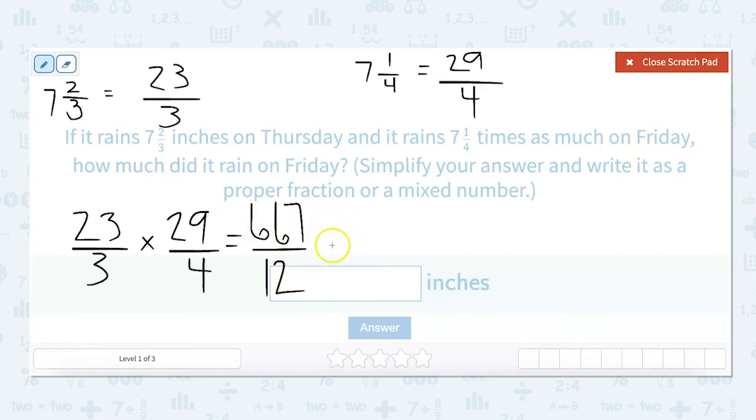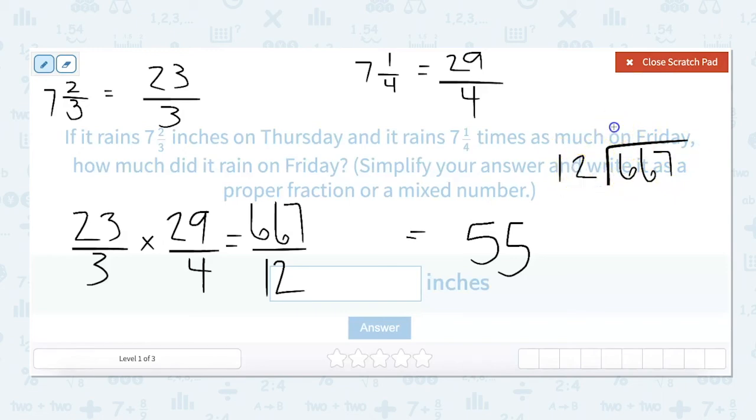So to turn it back into a mixed number, you have to do the division. Okay, so 667 divided by 12. You could also try to figure out how many times 12 goes into 667 evenly. Okay, so let's see. 667 divided by 12. So our whole number is going to be 55. And then you actually have to do the division because you need to get the remainder. So 667 divided by 12.